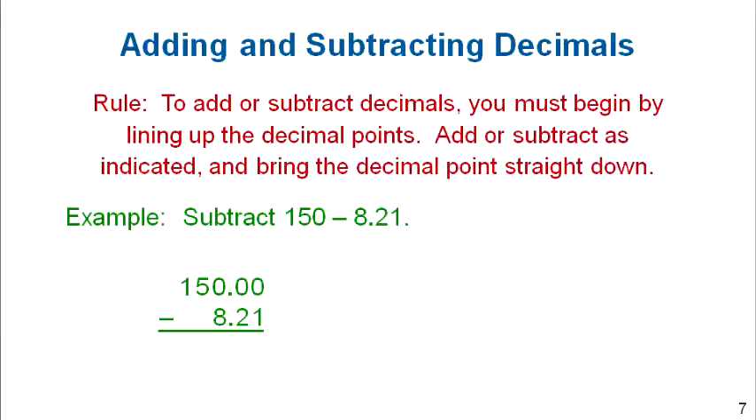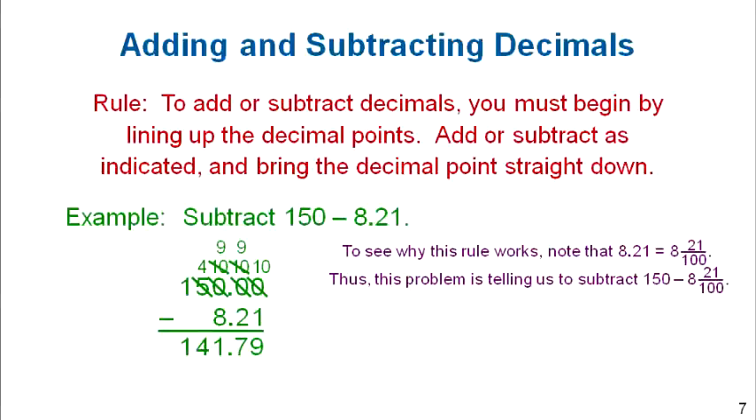Now, let's work an example that illustrates how we can subtract two decimals. Again, we must start by lining up the decimal points. Note that I can add a decimal point and 2 zeros on the end of the 150 without changing the value of the number, and so I can set this problem up as shown here. Now I can subtract like I normally would and bring the decimal point straight down.